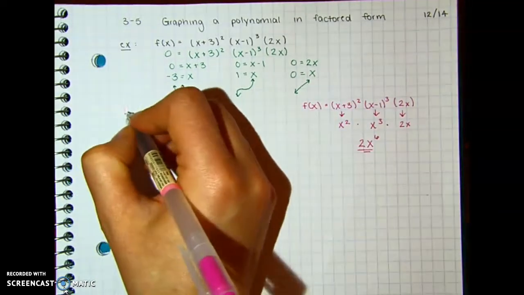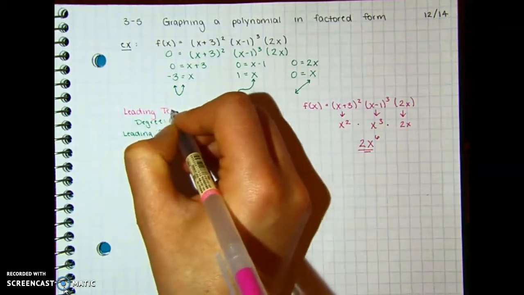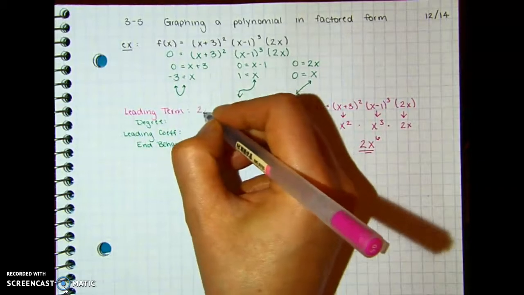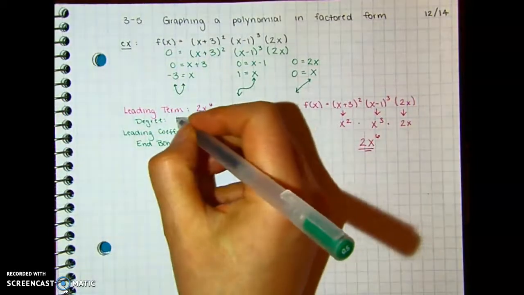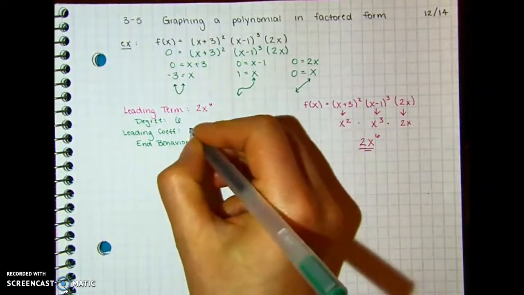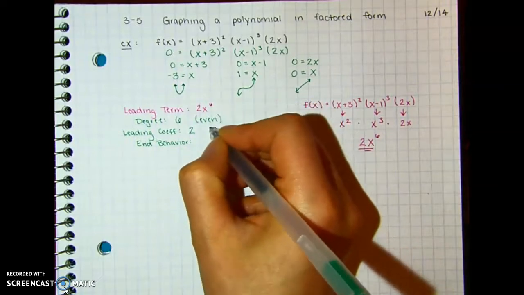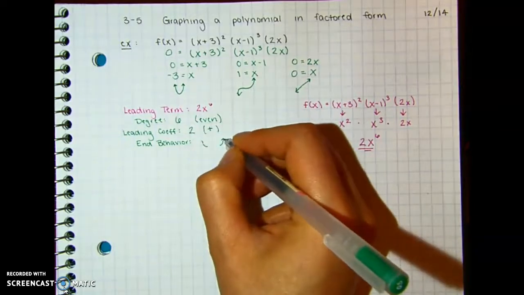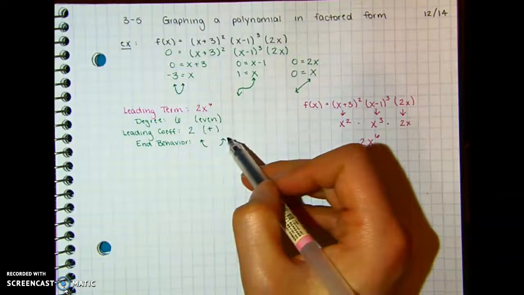So the leading term, if we were to expand this whole thing, would be 2x to the 6. So that means our degree is 6. Our leading coefficient is 2. So because this is even and positive, our end behavior will be up, up, right? Even, same direction, positive, we end going up.